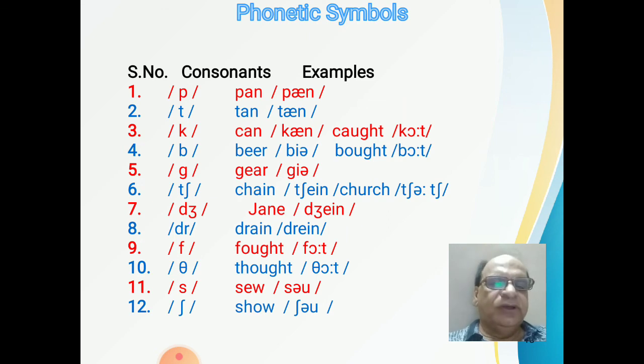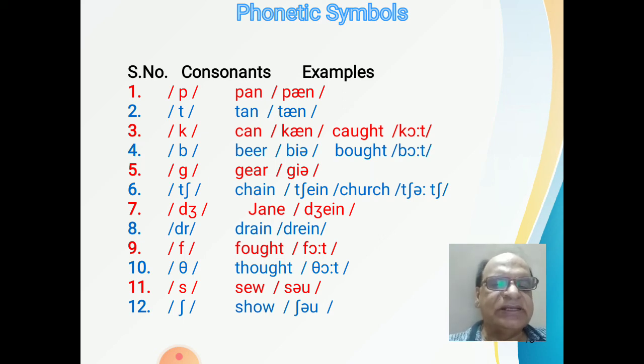Now the phonetic symbols for the consonants. First one is P sound, pan. Second, T, tan. It's a color. Third one is K, can, cot. Fourth, B, beer, bought. Fifth, G, gear. Sixth one is represented by T and that integration symbol that you have studied in mathematics. This will represent ch sound. Chain, church. Seventh one is D and this smaller Z.